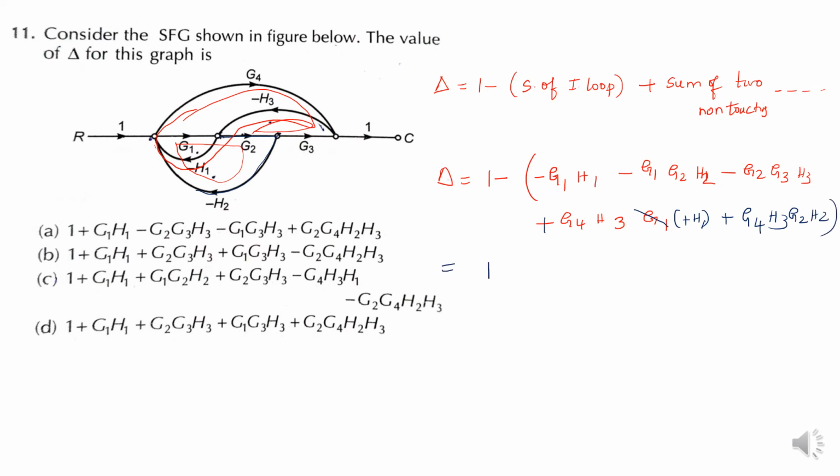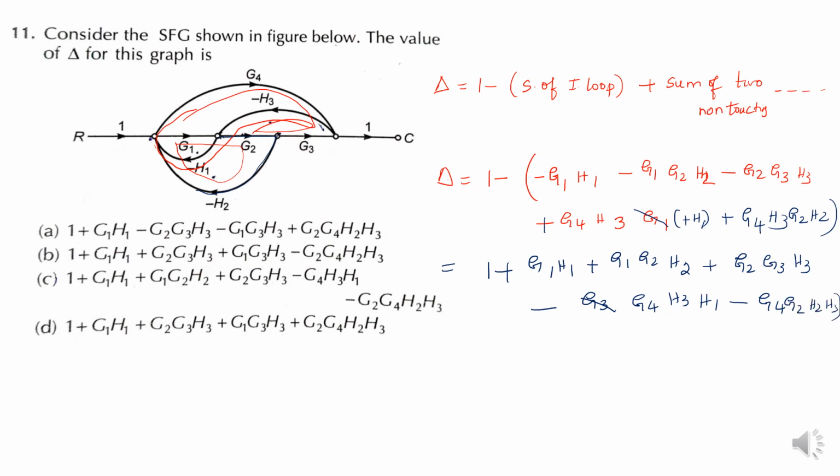So I have to rewrite this. 1 minus, 1 plus G1 H1 plus G1 G2 H2 plus G2 G3 H3 minus G3 G4 H3 H1 minus G4 G2 H2 H3. So option C is the correct answer.